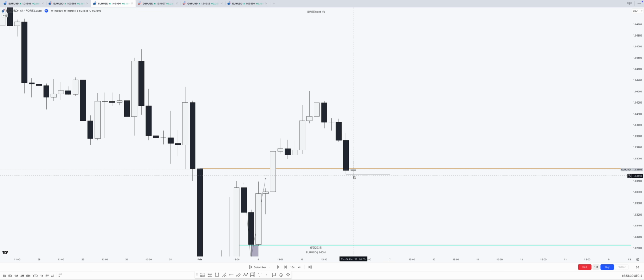Here it happened at 5 a.m. So from 5 a.m. in the optimal zone, we will be looking for longs. Where are we looking for longs?